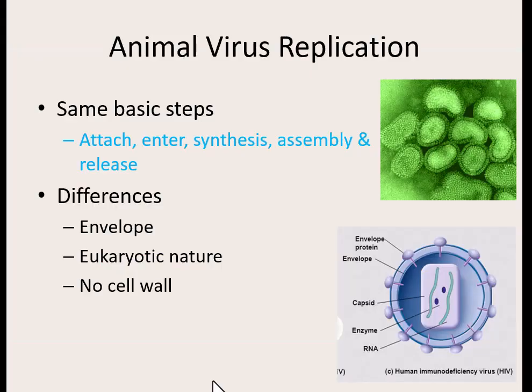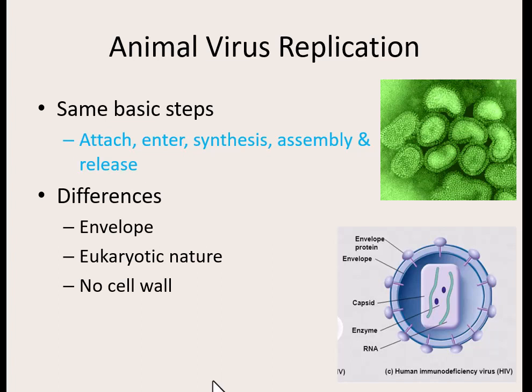Now, animal viruses. These are going to be viruses that infect us. They have the same 5 basic steps. They still have to attach. They still have to get the genetic material in. They still have to make the parts. They still have to assemble them, and they still have to release them. But there are some differences in how they do each of the 5 steps, which is why we're going to go over the differences.